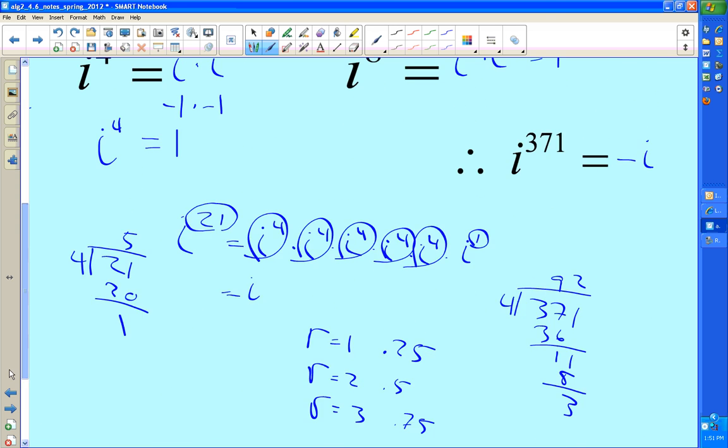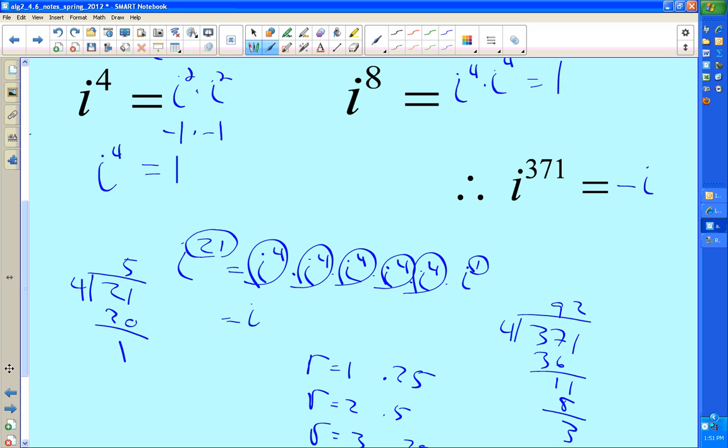Here, you take 92 groups of 4. You take 368 i's away, because that's what this is: i times i times i times i, 371 times, right? Take 368 of them away, because that makes 1. And you're left with 3 i's, i to the third, which is -i. Okay? And it keeps cycling that pattern of 4.